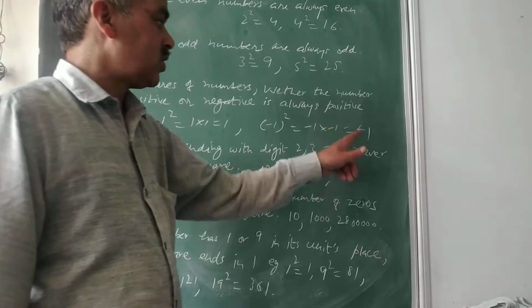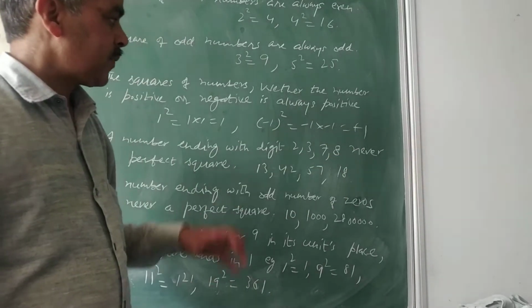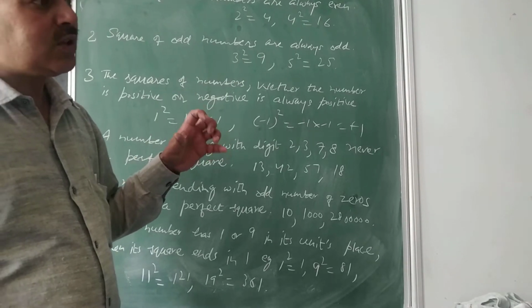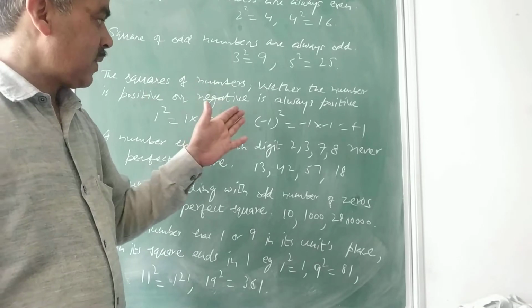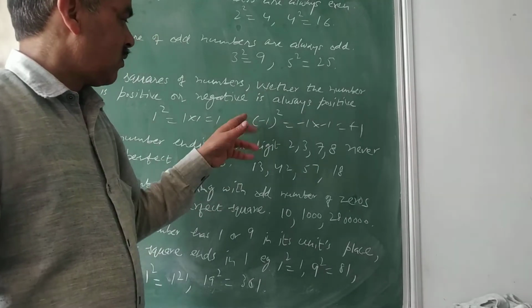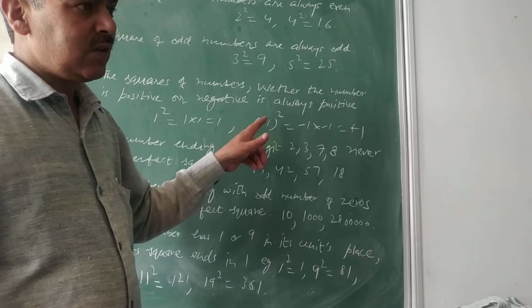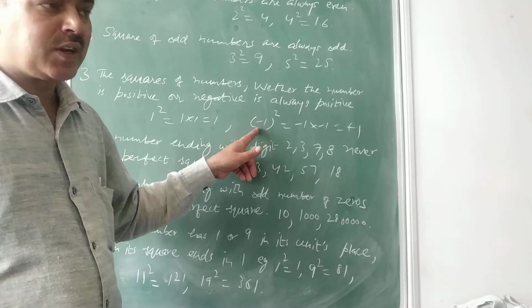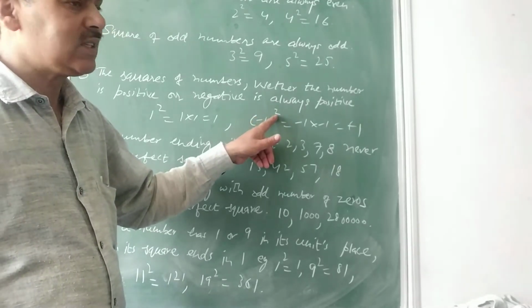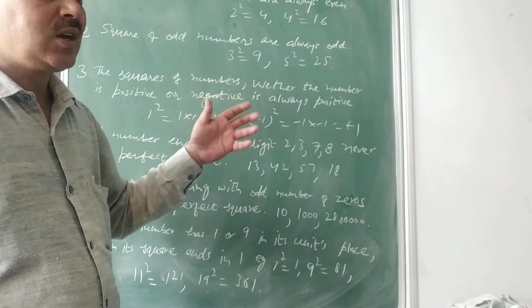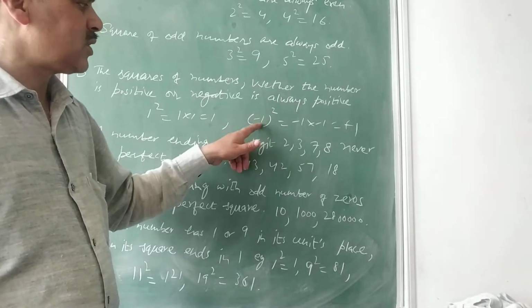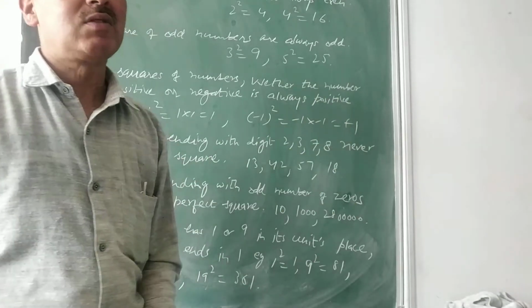Try to understand why this is happening here. This is all concerned with the properties which you already have done in your previous classes. The magic is of the numbers only. Why? Because your power is even. If the base has a negative sign and the power is even, here it is 2, suppose if it is 4, if it is 6, if it is even and the base is negative, the result will always be positive.